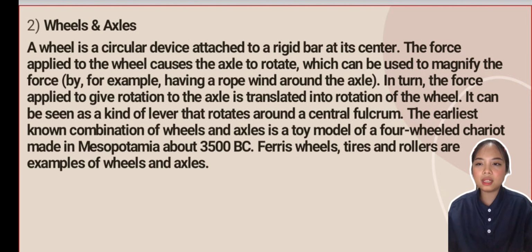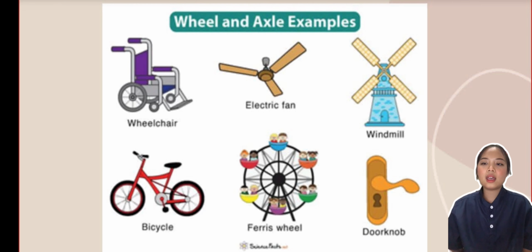It can be seen as a kind of lever that rotates around a central fulcrum. The earliest known combination of wheel and axle is a toy model of a 4-wheel chariot made in Mesopotamia about 305,000 BC. Ferris wheels, tires, and rollers are examples of wheels and axles. And this is an example of the wheel and axle.